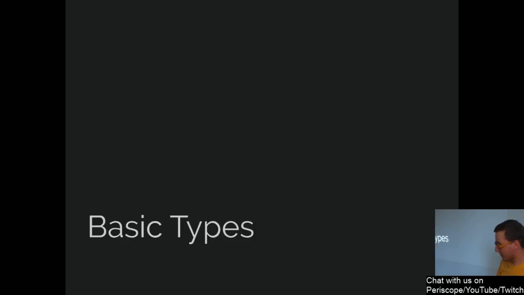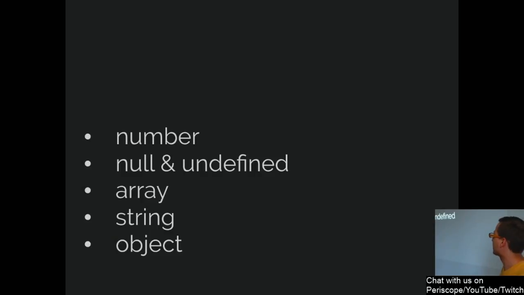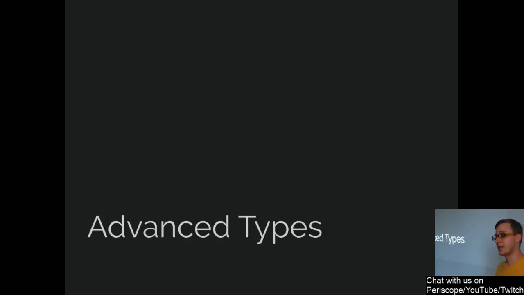So let's talk about the basic types. How do we actually do this? Well, the basic types are pretty easy. There's number, null and undefined, array, string, object. We all know the basic types of JavaScript. You run through these all the time. But what's interesting is there are also advanced types, types that TypeScript builds on top of those pre-existing types.